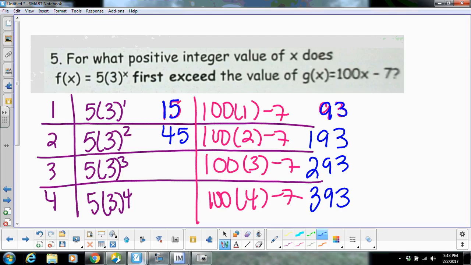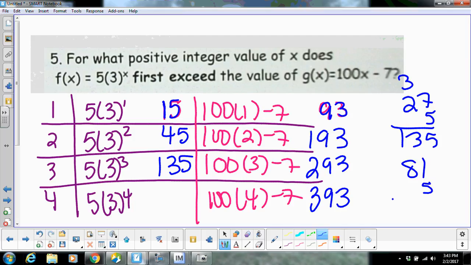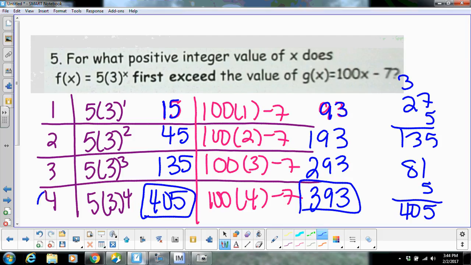Okay, 3 cubed is going to be 27, so I need to do 27 times 5. So that's 135. Okay. 3 to the fourth is going to be 81, so I need to do 81 times 5. And right there at 4, you will see that 405 is bigger than 393.